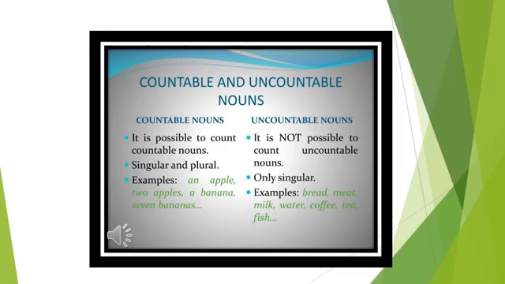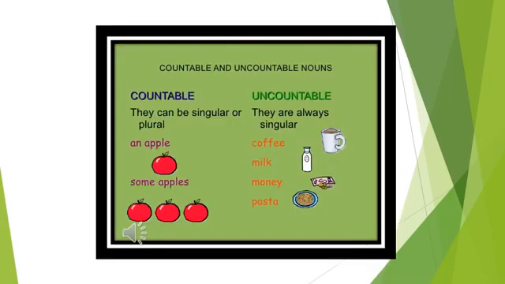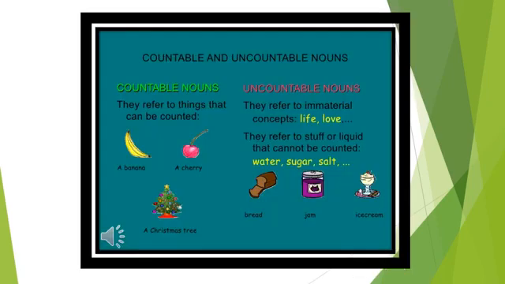You can see in another slide that an apple, some apples, we can count them, right? Uncountable nouns are always singular. As I described in prior knowledge, coffee, milk, honey, and pasta are all uncountable nouns. In the same way, in another slide, a banana, a cherry, a Christmas tree are countable nouns. Again, in uncountable nouns, love, life, and all abstract nouns are part of uncountable nouns. And if we talk about material nouns, for example water, sugar, salt, they cannot be counted. That is why they are also uncountable nouns.